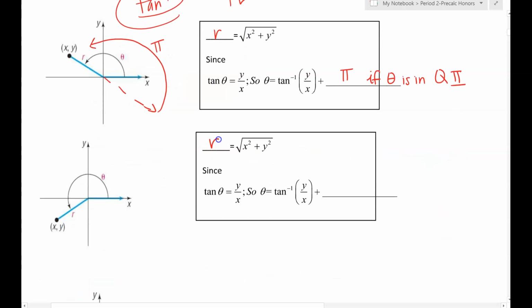Similarly, what if the point is in quad 3? When we use tangent inverse to solve, it can only give us an answer in quad 1 or 4. In quad 3, tangent is positive, so when we use a calculator it spits out an answer that's less than 90 degrees or less than pi over 2. But we have to put it back in quad 3, where the original point was, so we add half of a circle, which is pi again. So we do this if the point is in quad 2 or 3.